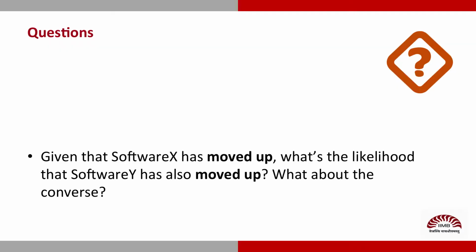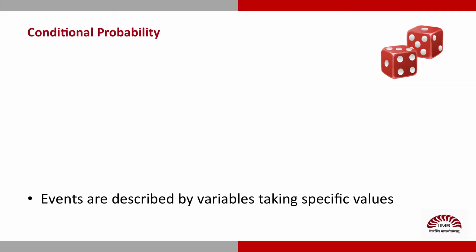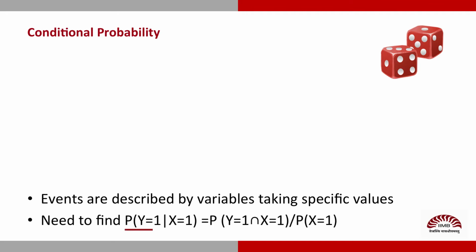We are left with one more question. Given that software X has moved up, what's the likelihood that software Y has also moved up? We've already covered conditional probabilities, so this one's easy. We even use the same notation. Our events are described by variables taking specific values. What we need can be written as probability of Y equal to 1 given X is equal to 1. This translates to P of Y equal to 1 intersection X equal to 1, divided by P of X equal to 1. The numerator is a joint probability and the denominator is a marginal probability.